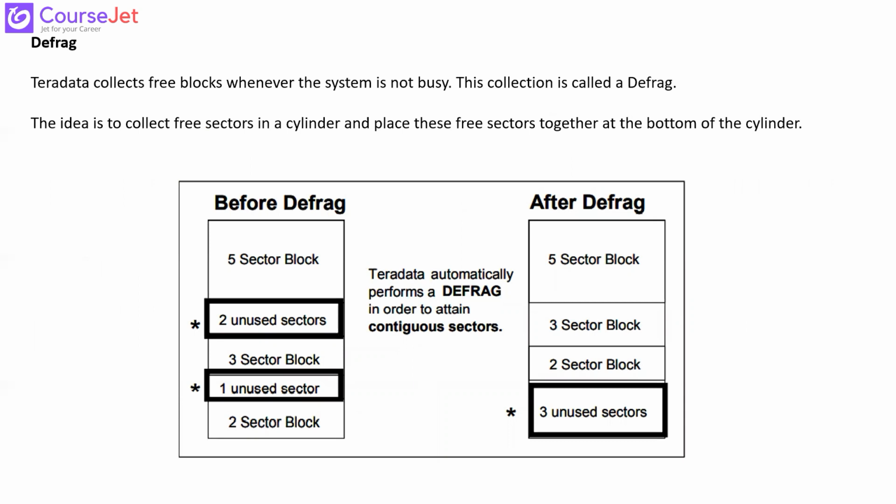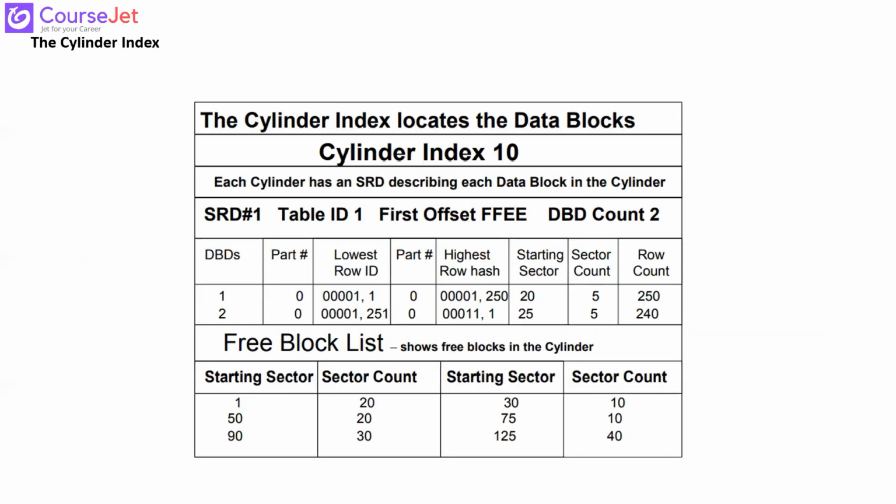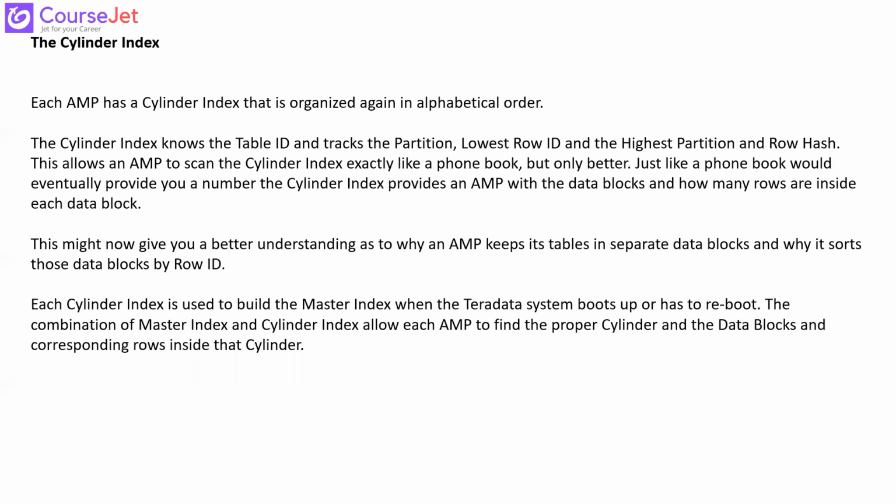Can you go to the previous slide? Yes. So the cylinder index has the table ID and the lowest row ID and the highest row ID again. This allows the AMP to scan the cylinder index to exactly locate the data block. And from the data block, it can read the rows inside it.